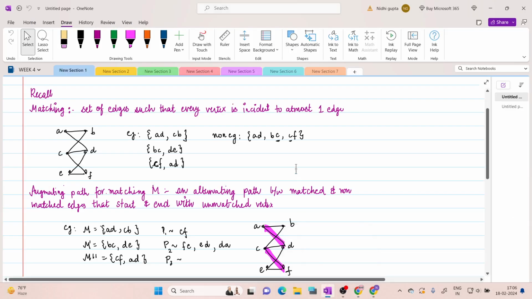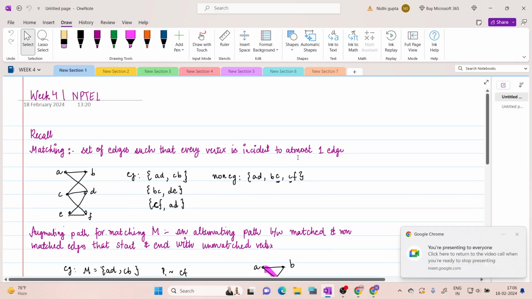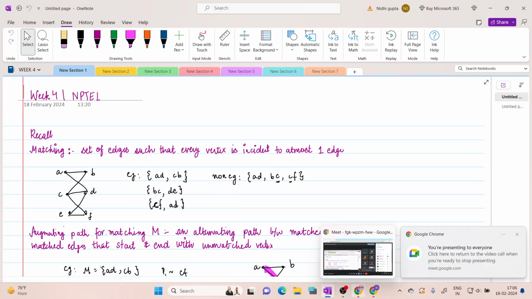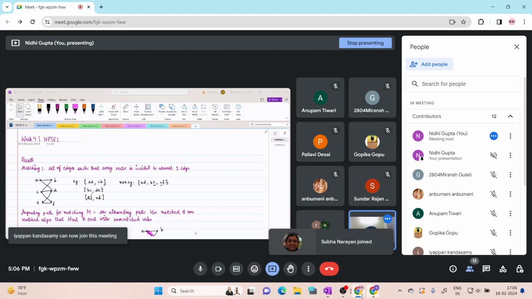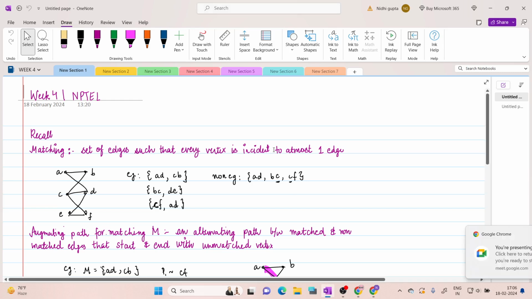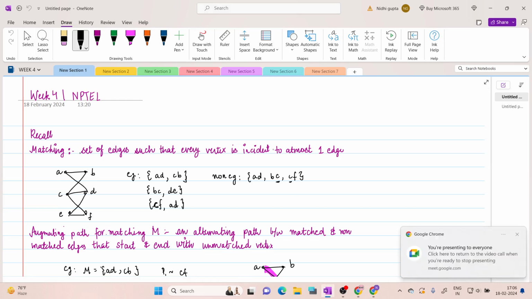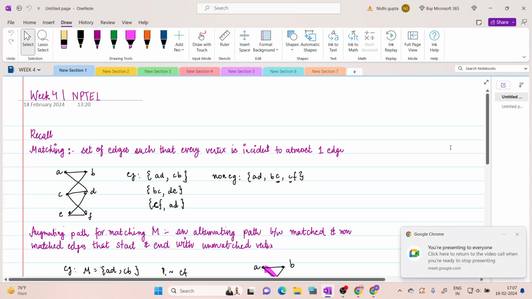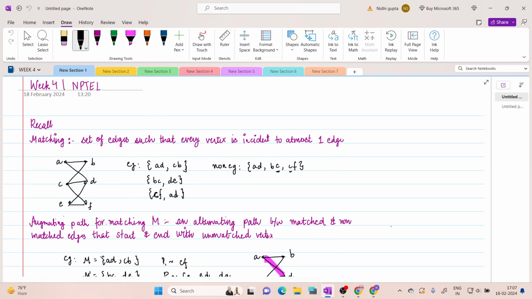and matching, particularly in bipartite graphs. So first of all, what is a matching? A matching is basically a set of edges such that every vertex is incident to at most one edge. So a matching is some subset of edges satisfying this property.